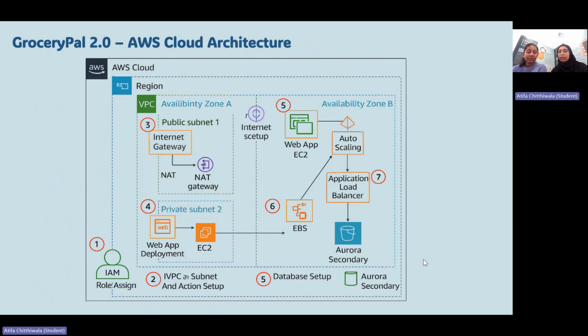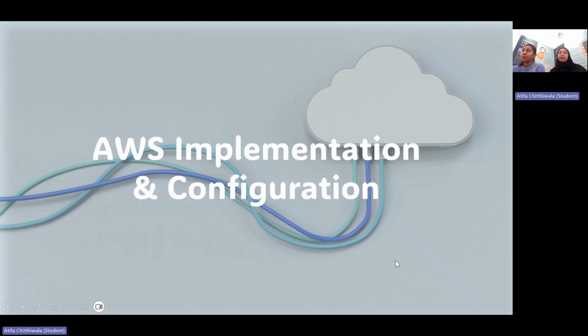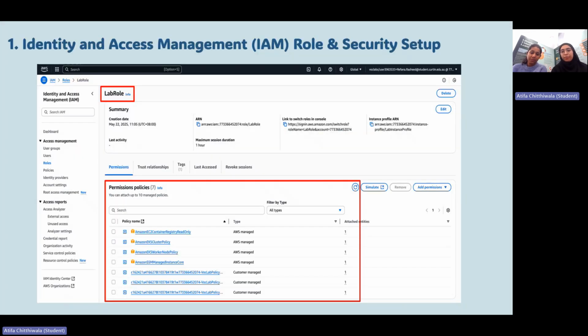Now we will discuss our AWS implementation and configuration, showing how we configured security, networking, compute, and storage and database services for our business architecture, Grocery Pal 2.0.